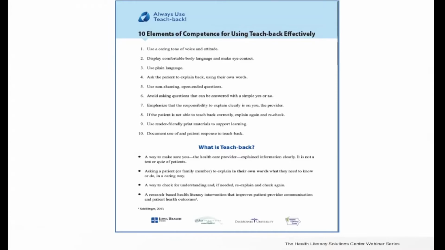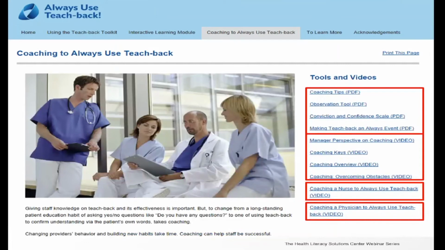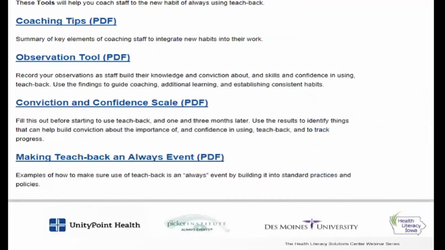The supporting tools in the toolkit include this one-pager that incorporates 10 elements of using TeachBack effectively and a brief summary of what TeachBack is. The Coaching for Always Using TeachBack page has several videos and handouts that help support that overall concept of what TeachBack is, as well as providing tools for someone who's trying to help themselves or others improve their use of TeachBack. So there is a set of coaching tips if you are, again, in a sort of managerial role.